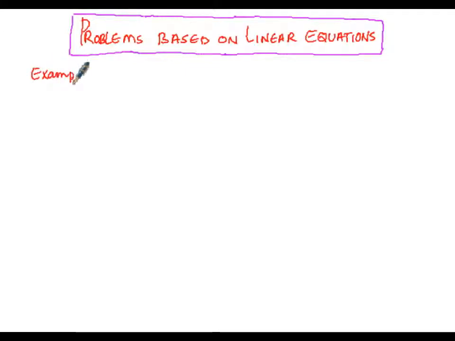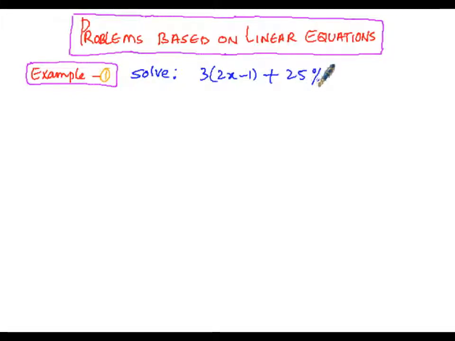Now, example number 1. So your first example is: solve 3 into 2x minus 1 plus 25% of x is equal to 97. The given linear equation is 3(2x minus 1) plus 25% of x equals 97. Here in this particular linear equation, the variable is x, whose degree is 1. You have to solve for x.